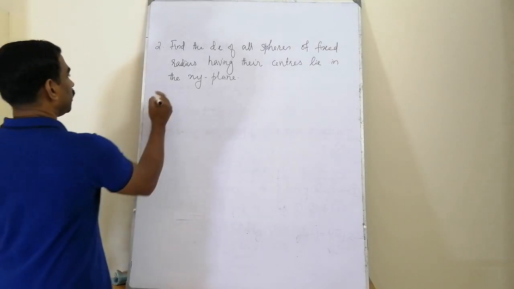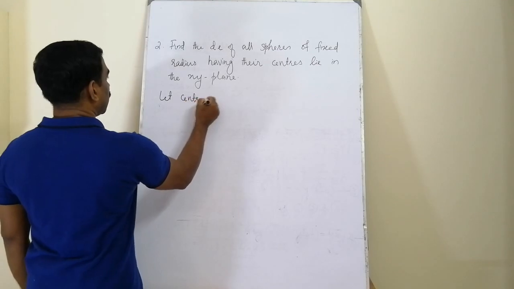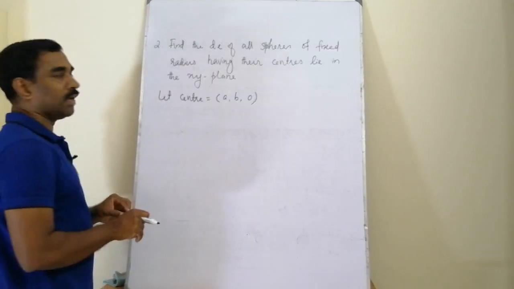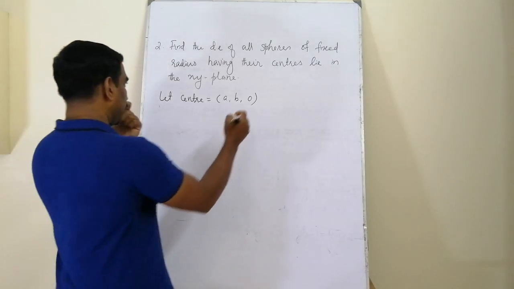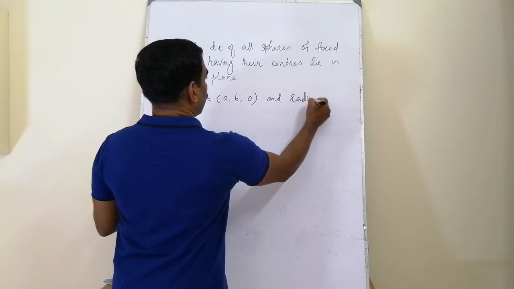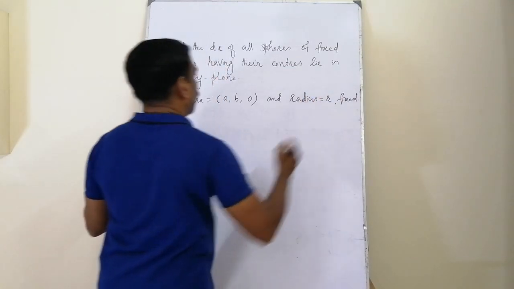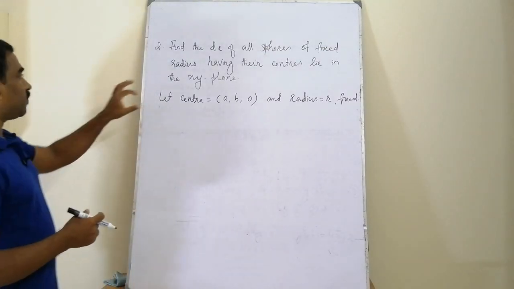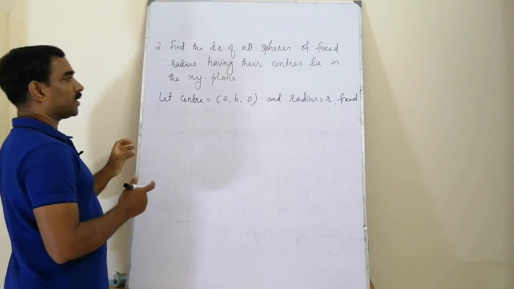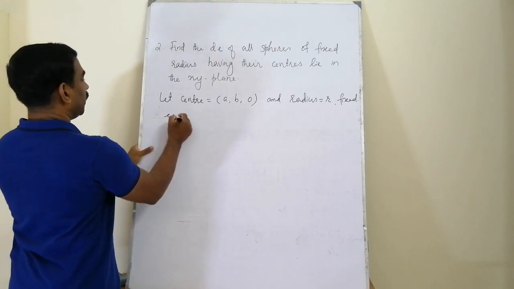So let us take the center as a, b, 0, because the point lies on the xy plane, and the radius equal to r, which is fixed. Now what is the equation of this spherical surface having center a, b, 0 and fixed radius r? So we can take the equation of this sphere.